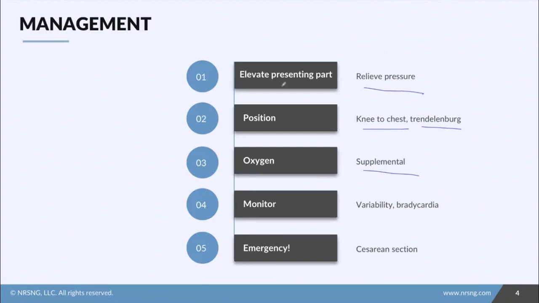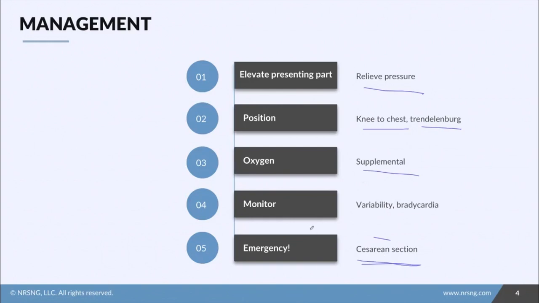The nurse is at the same time elevating, or actually it was the doctor, because the doctor was there with the umbilical cord in their hand, is elevating the head off of that umbilical cord. The nurse is getting the patient in Trendelenburg. They're throwing oxygen on. The monitoring is occurring. We're seeing this on a monitor. And then they are rushing back to the OR for an emergent C-section.